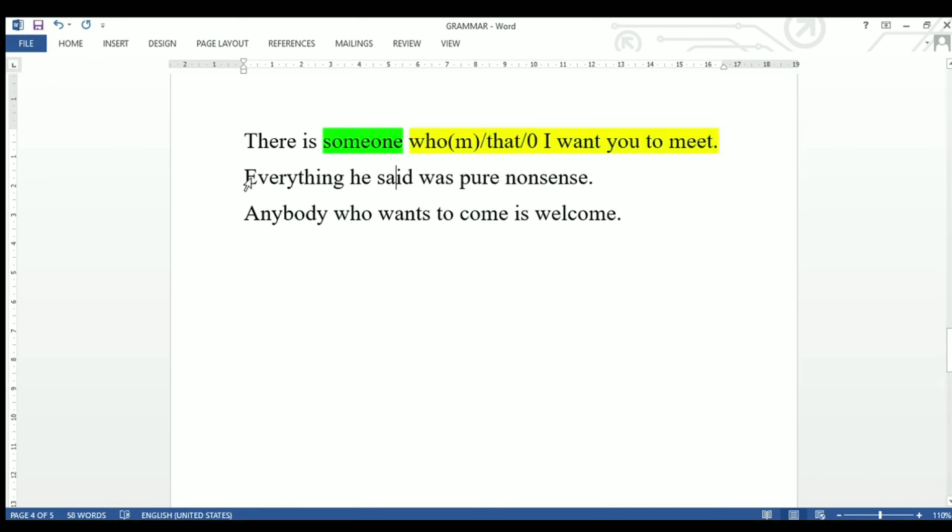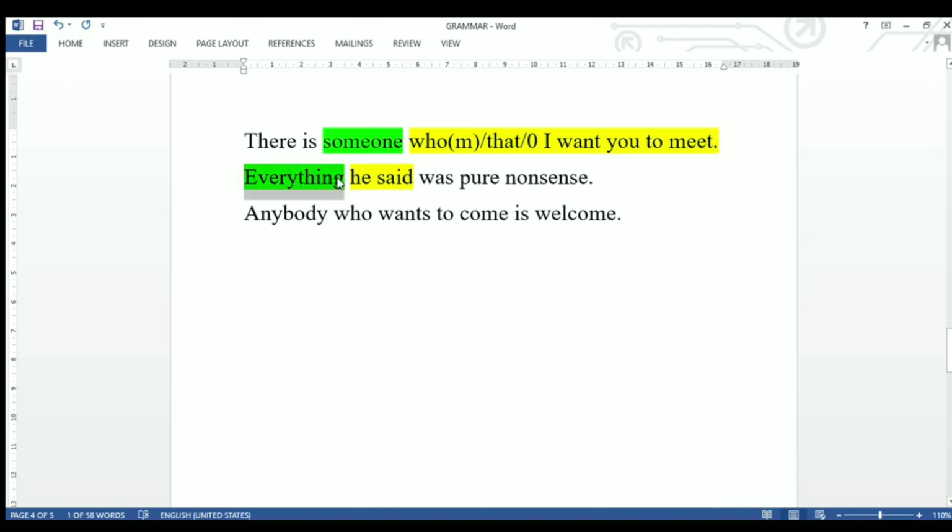Yes. Everything he said was pure nonsense. We have everything, which is an indefinite pronoun. And the adjective clause is he said. Okay. The main clause is everything was pure nonsense.